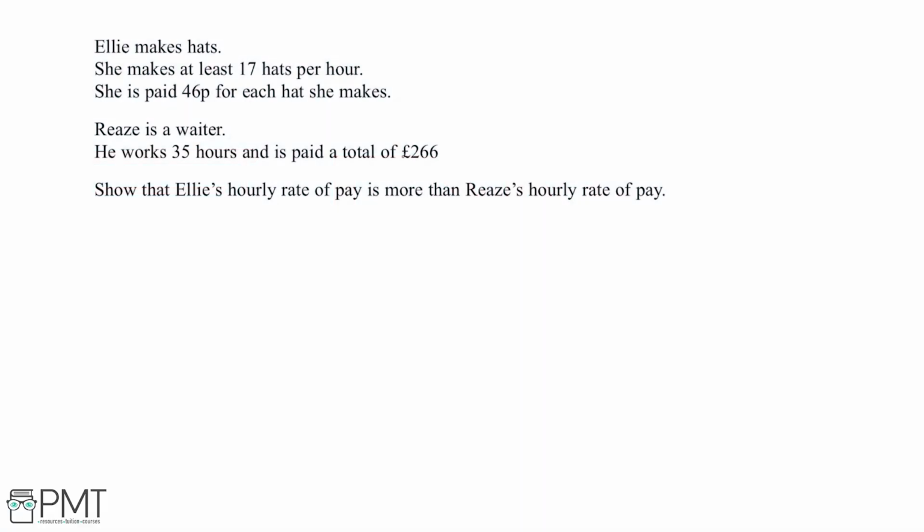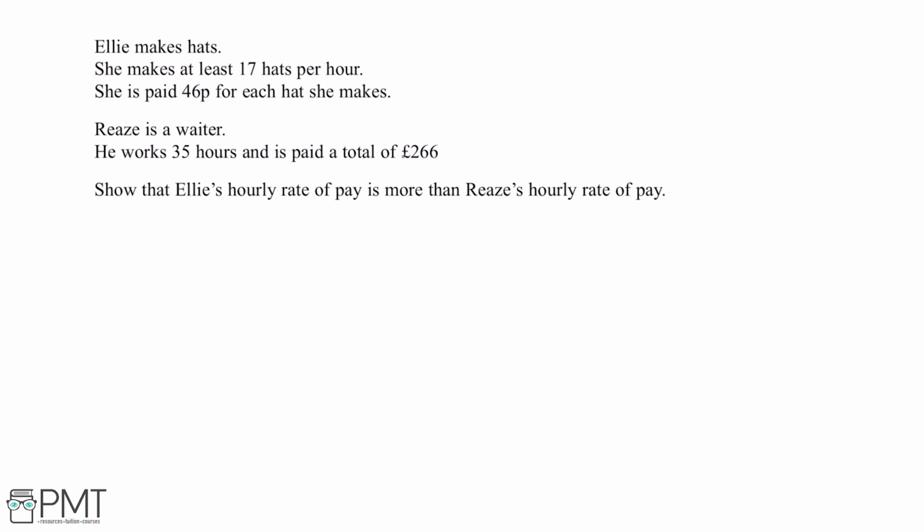Ellie makes hats. She makes at least 17 hats per hour. She is paid 46p for each hat she makes. Ray's is a waiter. He works 35 hours and is paid a total of £266. Show that Ellie's hourly rate of pay is more than Ray's hourly rate of pay.